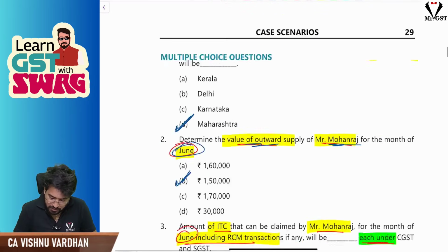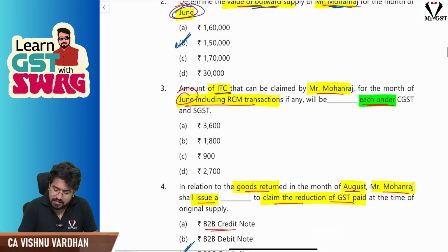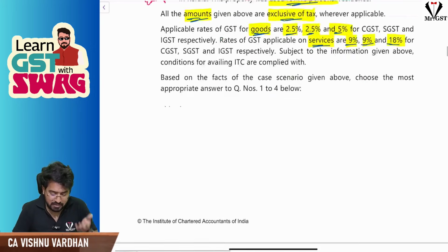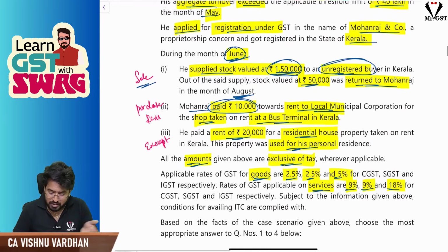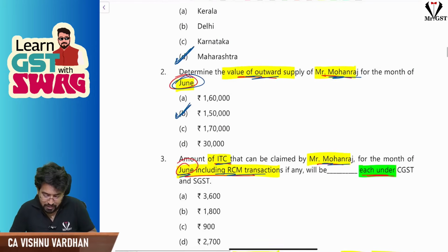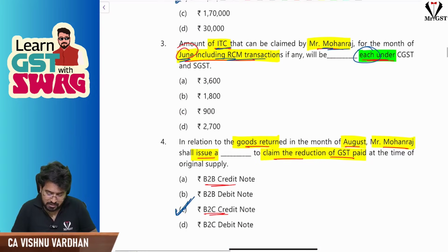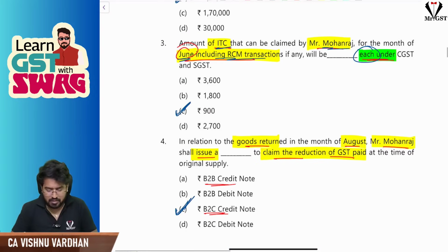Next, what is the next question? What is the ITC available to him for June, including RCM? There are only 2 purchases. In that one purchase only is taxable and that too under RCM. So 10,000, into this, it is service renting. So you should put 9%, 9% each. So 900. Here they asked each under CGST, SGST. So 900 is the answer.